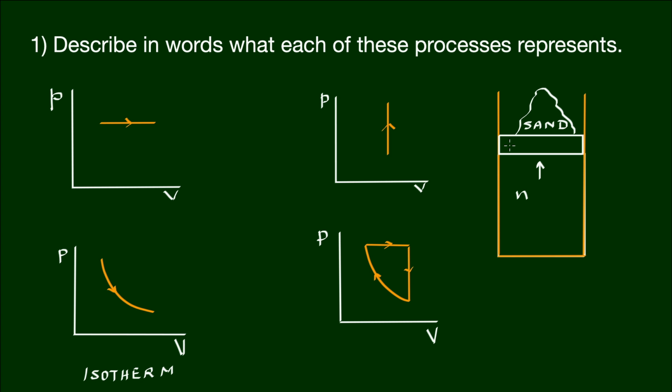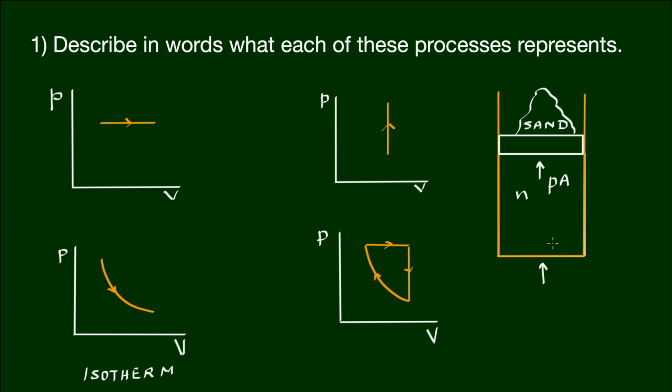Now, if I want to keep the pressure constant, I don't change the amount of sand. So the weight of the sand and the piston remains constant. Since that is balanced by the pressure multiplied by the cross-section area, the pressure is constant. But I want the gas to expand. So how do I let the gas expand without touching the sand? I heat it gently.